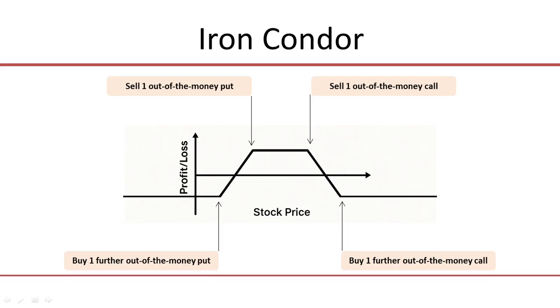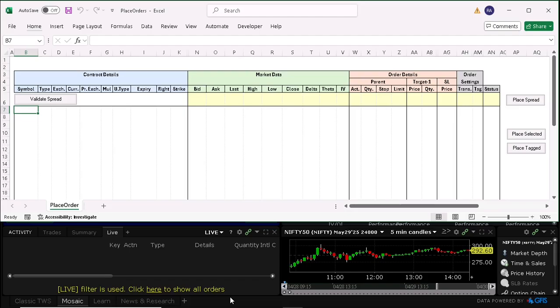Now let me show you how we can place a multi-leg option order like an iron condor. So an iron condor consists of 4 option legs. We sell one out of the money put option. We buy one further out of the money put option. We sell one out of the money call option, and then we buy one further out of the money call option. Now let's create this iron condor on Nifty 50, which is an index listed on National Stock Exchange of India.